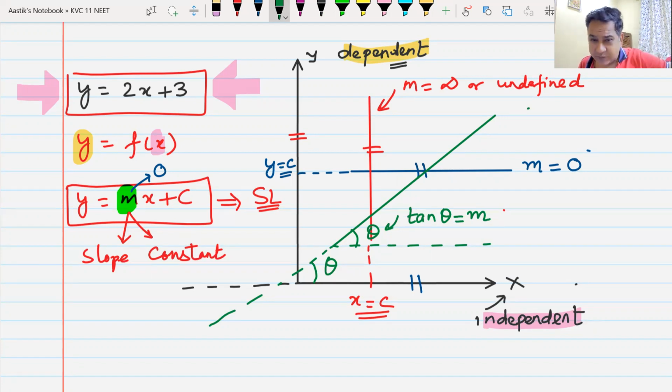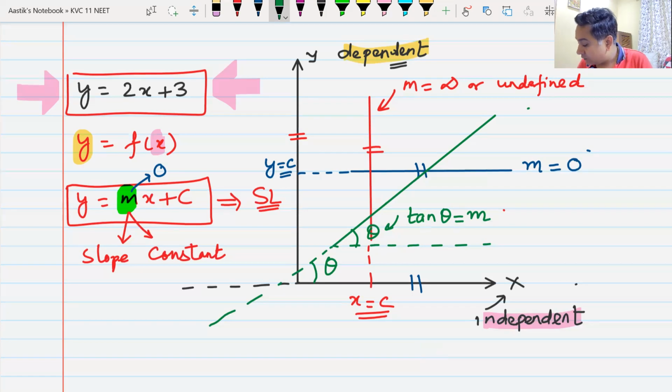Is this line having positive slope or negative slope? That is the next thing that you have to understand. A line can have positive slope, a line can have negative slope. How do we find out whether the slope is positive or negative? This line, does it have positive slope or negative slope? Now, how do you find it out? You look at what is happening with x.